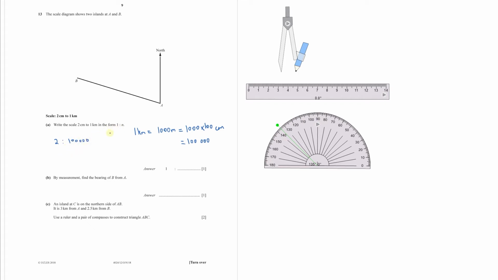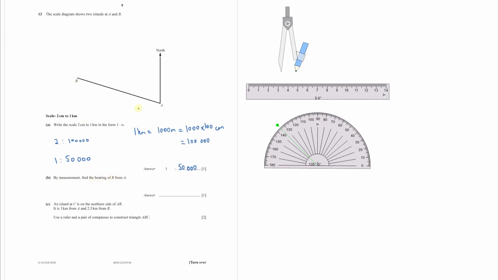but you want to convert it into 1 ratio n. So you can divide by 2 on both sides. So 2 divided by 2 would be 1, and then 100,000 divided by 2 would be 50,000. So your ratio is 1 ratio 50,000. Part B is by measurement find the bearing of B from A.